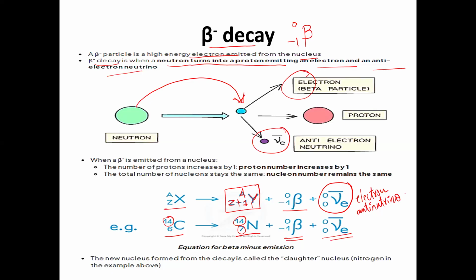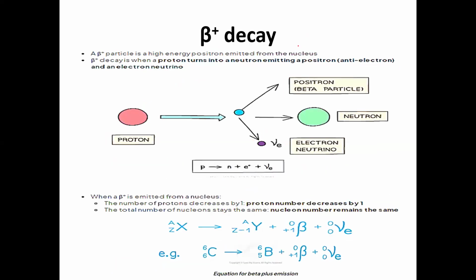Okay, I'm moving onwards. Next, we are going to see the beta positive decay. What is happening in the beta positive decay? It's the opposite of the beta negative decay. So in beta positive decay, one of the protons converts itself into a neutron, and it is emitting a positron with it. With an emission of positron, there is going to be an emission of electron neutrino.